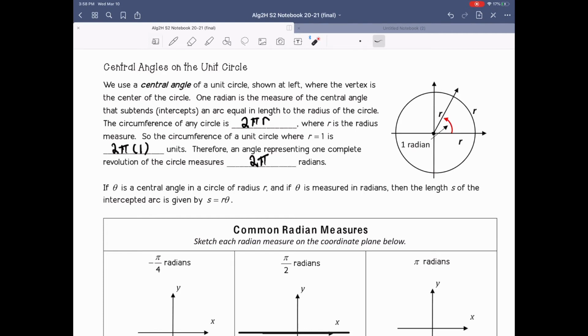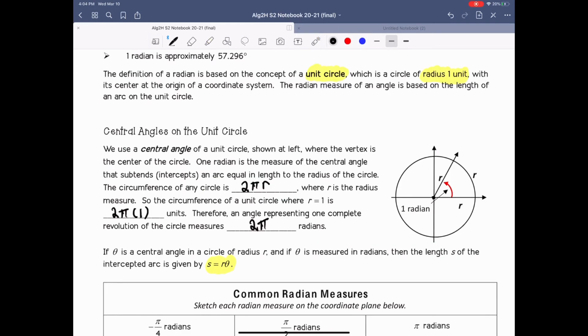Now, if theta is a central angle in a circle of radius r, and if theta is measured in radians, then the length s of the intercepted arc is given by s equals r times theta, okay?